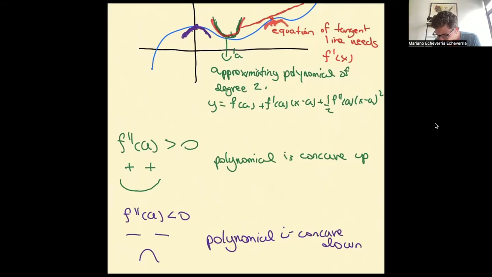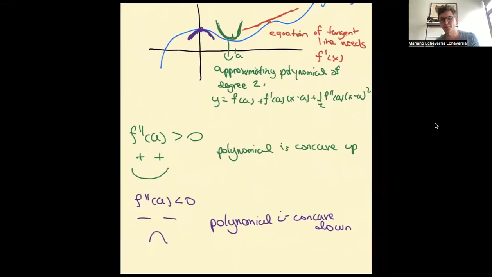And then it was happy here. So you can start playing around with the graph and check in which regions the polynomial would be concave up or concave down. Is that making sense? Any questions about this?